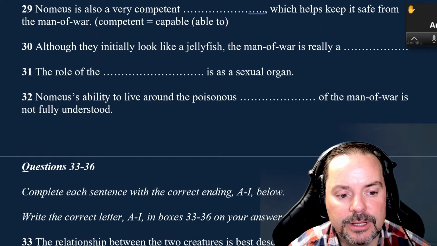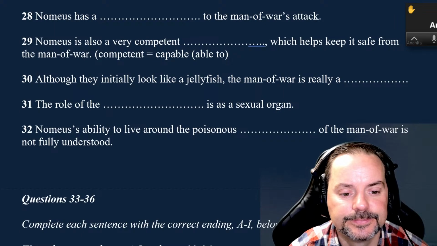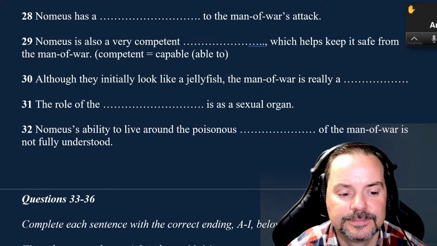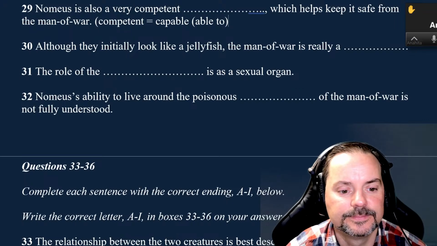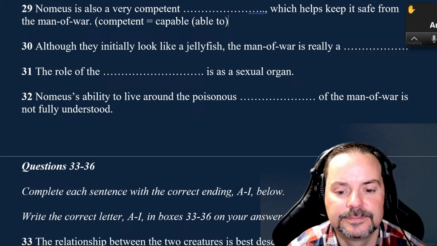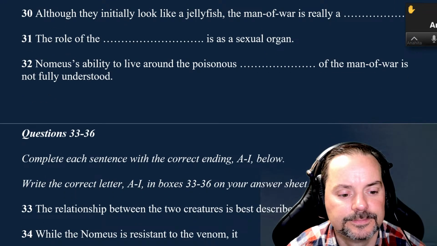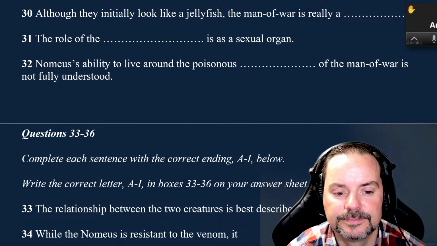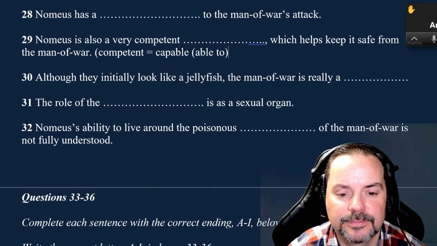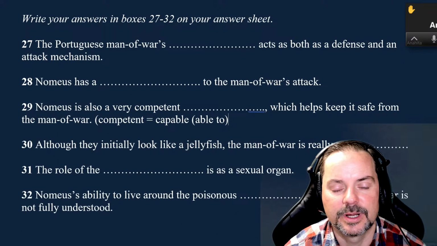Okay. 30. Although they initially look like a jellyfish, the man of war is really a something. 31. The role of the something is as a sexual organ. 32. Nomius' ability to live around the poisonous something of the man of war is not fully understood. Okay, so you read the questions, right?